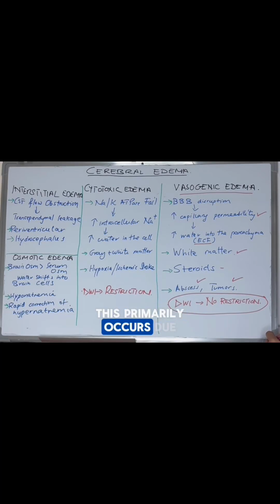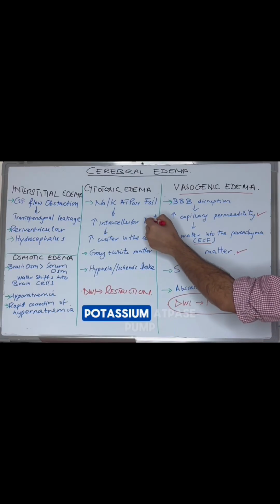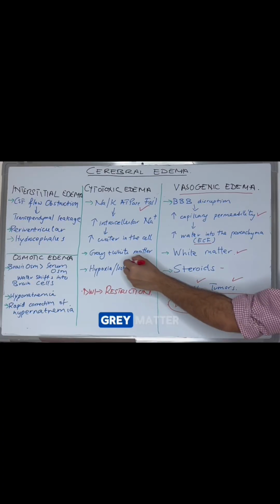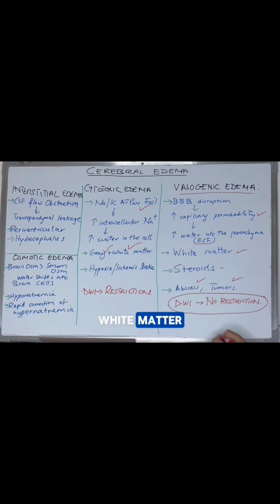This is cytotoxic edema. This primarily occurs due to failure of the sodium-potassium ATPase pump. Because of this, there is intracellular accumulation of sodium ions. Water follows sodium and therefore water accumulates inside the cells. Cytotoxic edema involves the gray matter as well as the white matter.